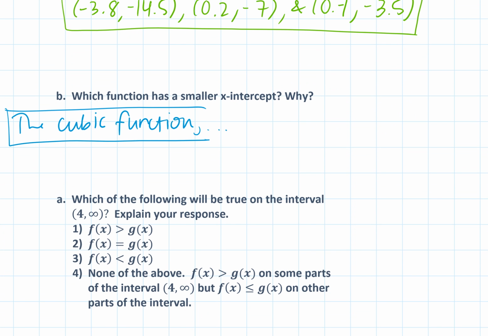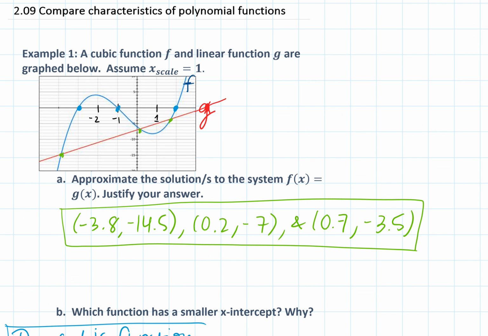Okay, next, this should be question C. Sorry about the typo. Which of the following will be true on the interval from 4 to infinity? So we're comparing f and g. That means we're comparing the y values of f and g on this interval. We know that 4 is an x value since it's given in interval notation. Our graph doesn't go all the way out there, but we can imagine what's happening. This cubic function will continue to increase. The line will continue to increase, but at a much slower rate.